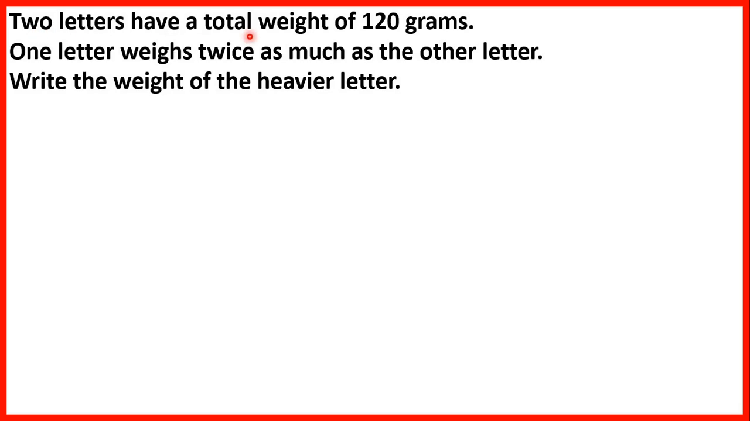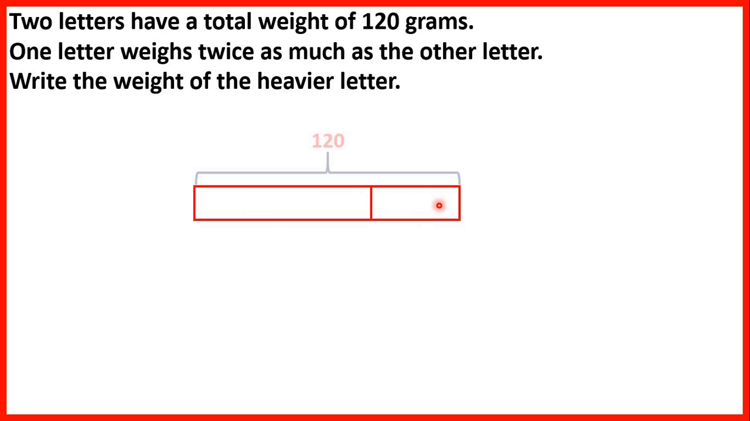2 letters have a total weight of 120 grams. One letter weighs twice as much as the other letter. Write the weight of the heavier letter. So we have 2 letters, one which weighs twice as much as the other. So we can draw a bar twice as big as the other bar. And we know that the total weight is 120.